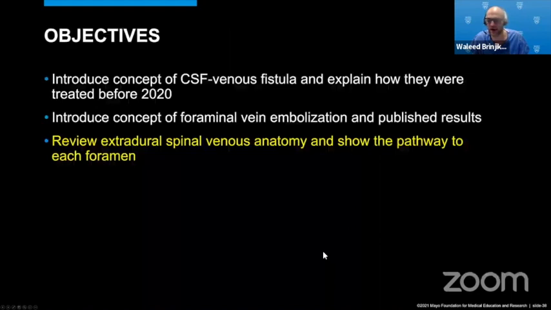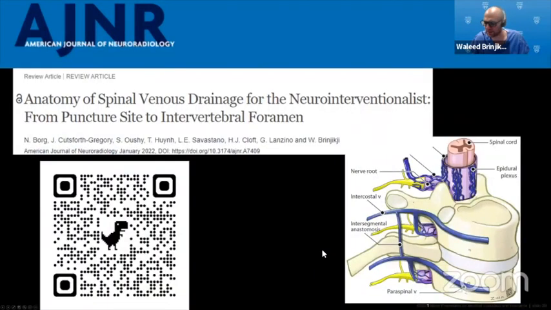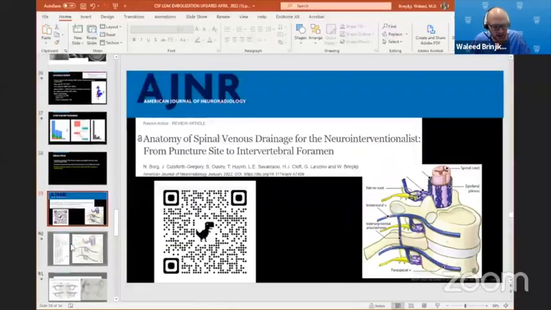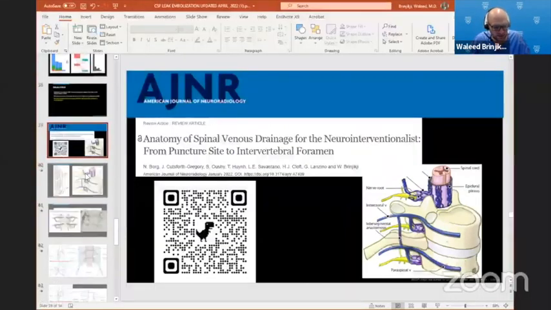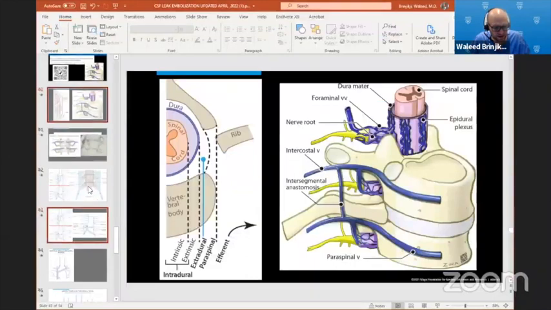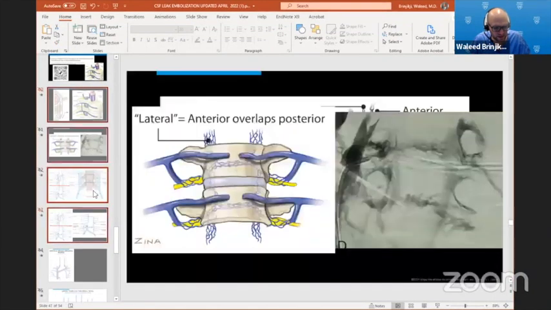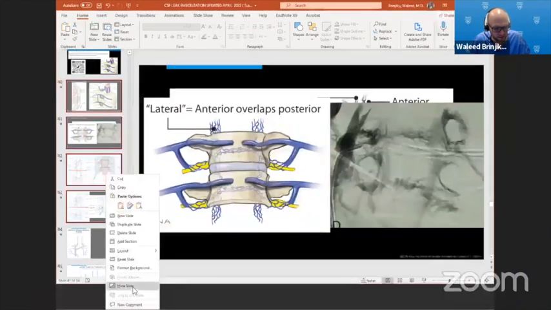I don't know how much detail I want to go into spinal venous anatomy, but this is an article that is open access. Let me unhide a couple of slides here, I can just show some basic things.